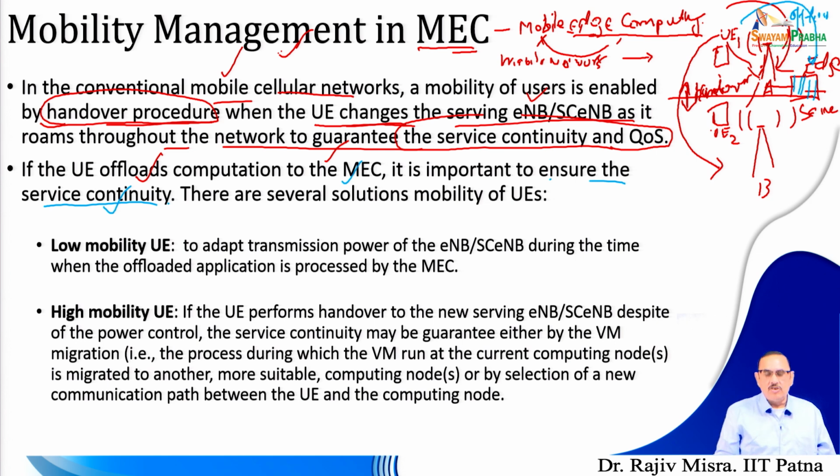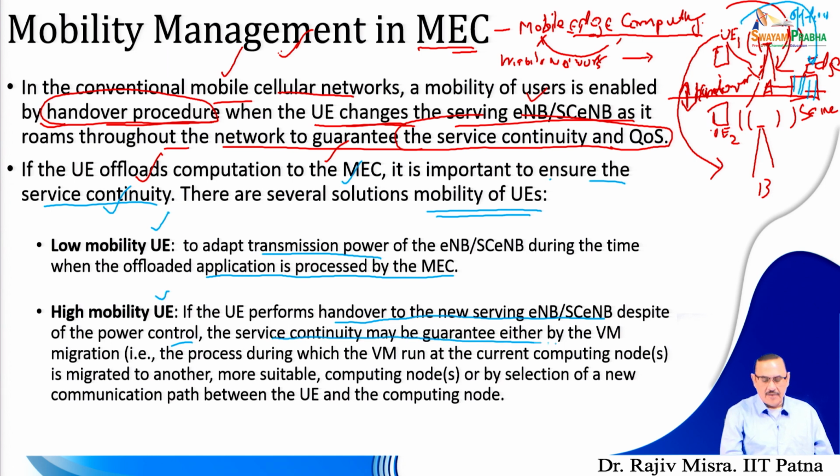So, there are several solutions for mobility of UEs. One is that we have to see about the mobility of the UEs. So, for low mobility UEs, it means to adopt the transmission power of SCENB or ENB during the time when the offloaded application is processed by MEC. Second is high mobility UEs, that means if UE performs handover to the new serving ENB or SCENB despite of the power control.